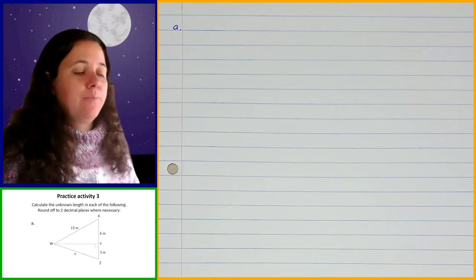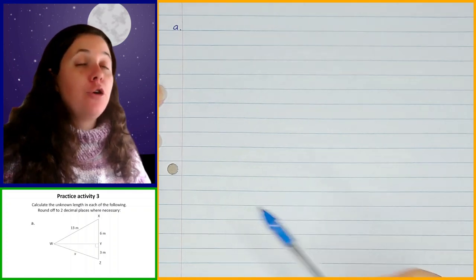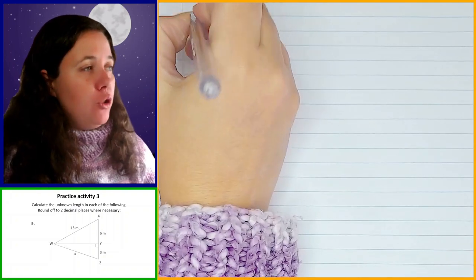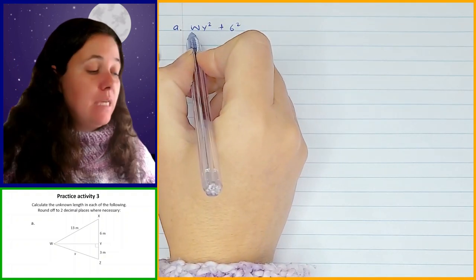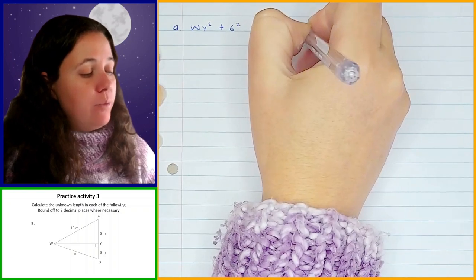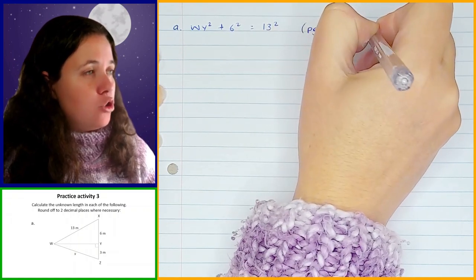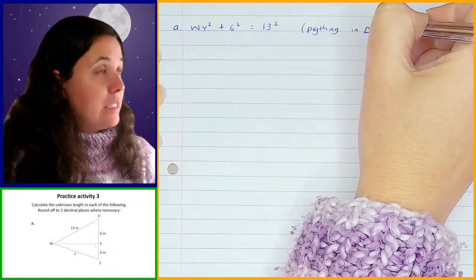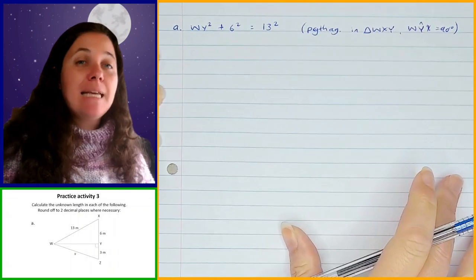Okay, so let's go through that question. So first of all, you had to work out the length of WY using 13 meters from WX and 6 meters from XY in triangle WXY. So WY squared plus 6 squared, because WY is a right-angled side, so we have to add it to the other side squared, equals the hypotenuse squared, which is 13 squared. Okay, so that's because of the Pythagorean theorem in triangle WXY with angle WYX equal to 90 degrees. Okay, so that's how you needed to start.